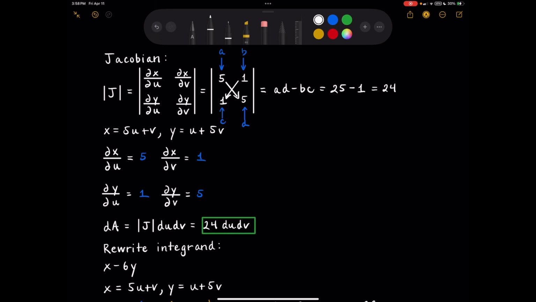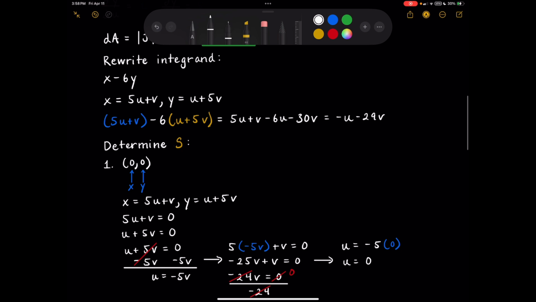We will need it. And the next step would be to rewrite the integrand. So our integrand is x minus 6y. And I've also done this step off camera because it's just substitution or simple algebra, right? So we basically take this equation for x, where x equals 5u plus v, and this equation for y, where y equals u plus 5v, and directly plug it into this integrand wherever we see x and wherever we see y. So doing that, we get negative u minus 29v once you distribute everything out and combine like terms.